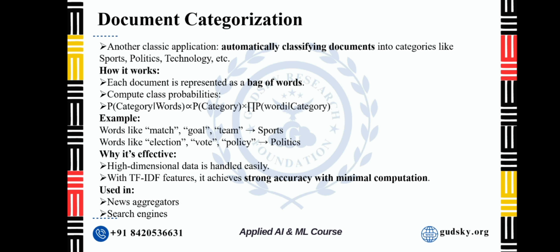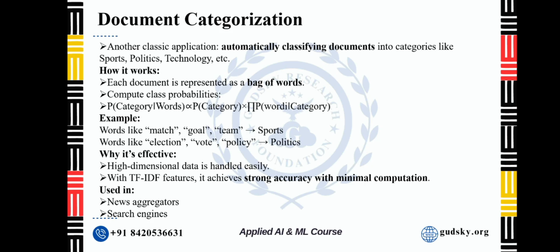Why is it effective? High-dimensional data, like thousands of words, doesn't bother naive Bayes; it can handle them easily. It works great with TF-IDF features that weigh word importance, and achieves strong accuracy with minimal computation. Applications include news categorization like Google News and search engines, and automatic content tagging for blogs and websites. So the simple principle, probability-based reasoning, powers a range of NLP tasks from spam detection to document understanding.